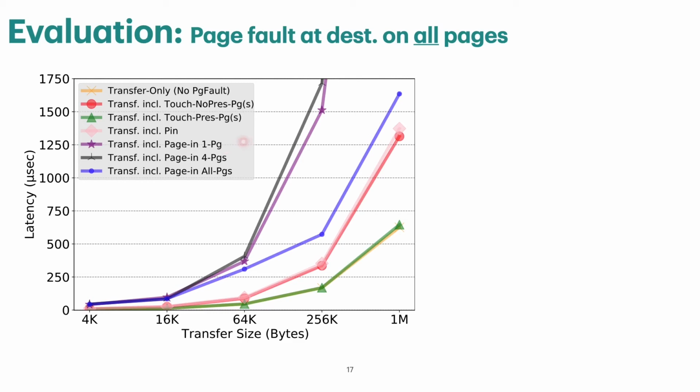The first one pages in only one page. The second one pages in 4 pages, so it's the first page that exhibited a page fault and the 3 next to it. And the idea behind this is that, as we described before, a block in an RDMA engine consists of 4 pages. So if the first page exhibited a page fault, it is very likely that the next 3 will do the same.